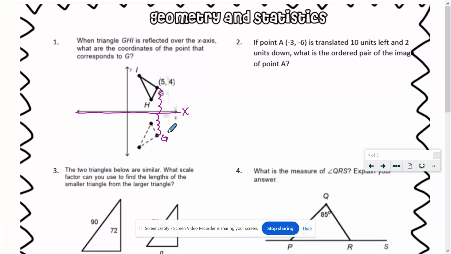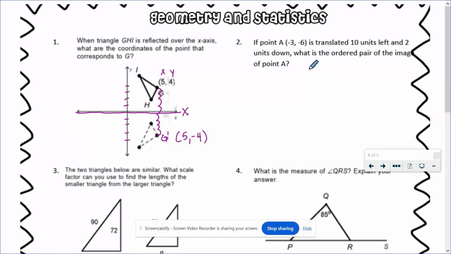So how did I know that G prime was 4 spaces away? Well, the 5 represents how many spaces across the x-axis, and 4 represents how many spaces on the y-axis. So I knew that G was 4 above, so G prime would have to be 4 below. So it's still 5 across, but now it goes down to -4. So the coordinates of G prime would be 5, -4.